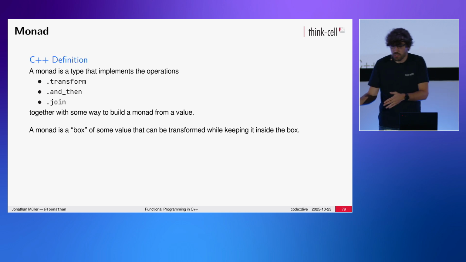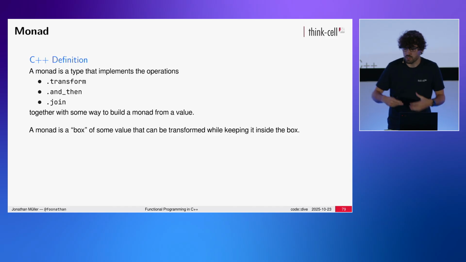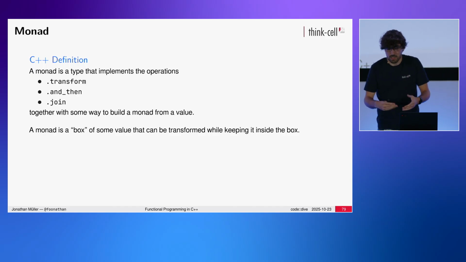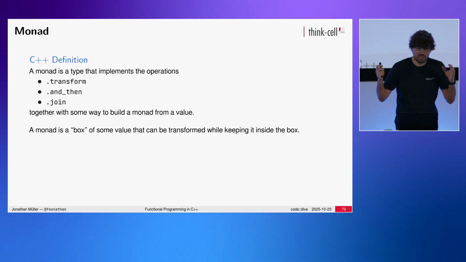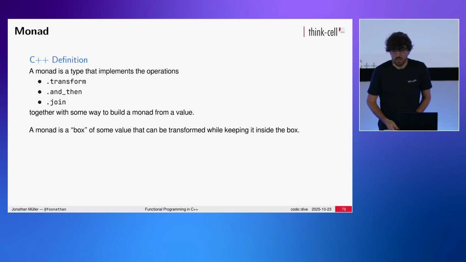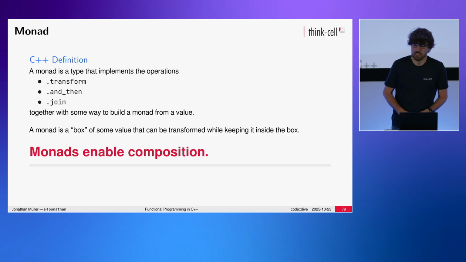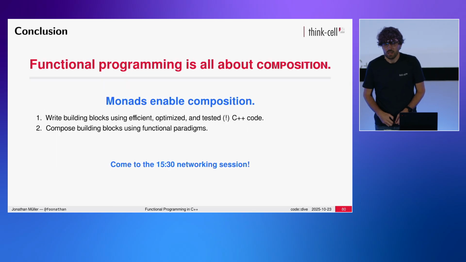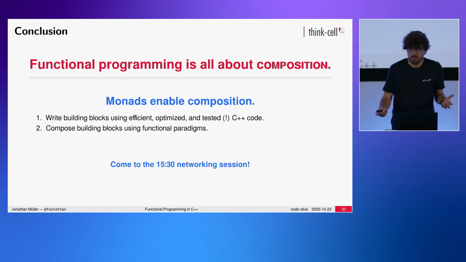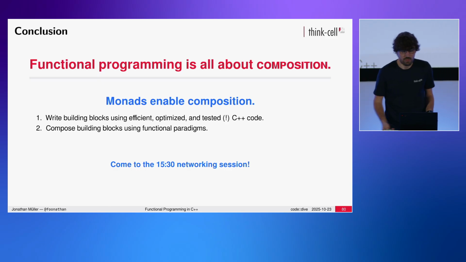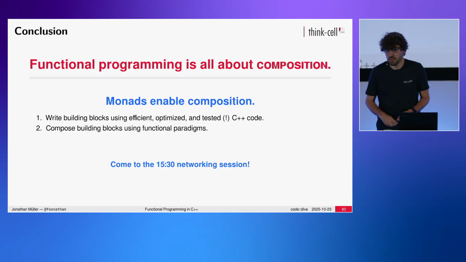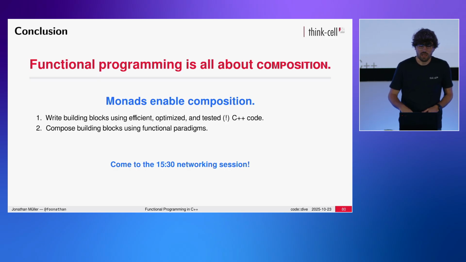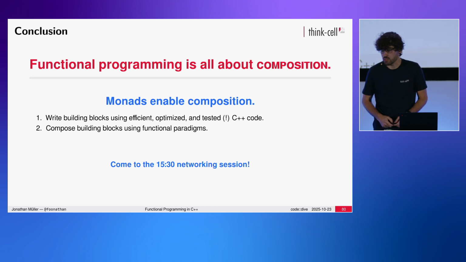And of course, the result of all of that is still a value you can't directly access, but you can transform it again. So you have a box of some value, and you can transform it, but it has to stay inside the box. And monads are so essential to functional programming because monads are what enable composition. And functional programming is all about composition. But for C++, all this means is you write building blocks using efficient, optimized, and well-tested C++ code, and then you compose those building blocks using functional paradigms.